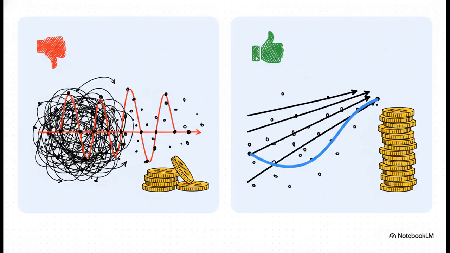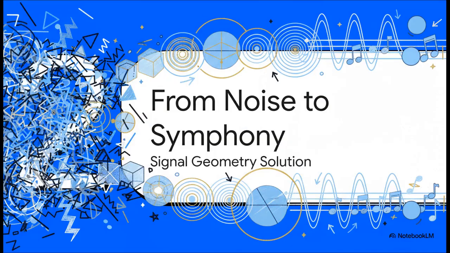But then look at the right side. That's our goal: compressed orthogonal factors. And orthogonal is just a fancy math term for independent. This is where your strategy becomes robust, clean, and you can size your positions with real precision. So, the big question is, how do we get from that chaotic mess on the left to that clean, elegant picture on the right? Well, that's where this beautiful idea of signal geometry comes in. It's the whole framework that lets us transform all that noise into a coherent, actionable symphony.